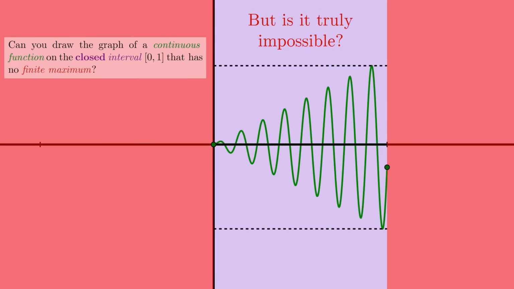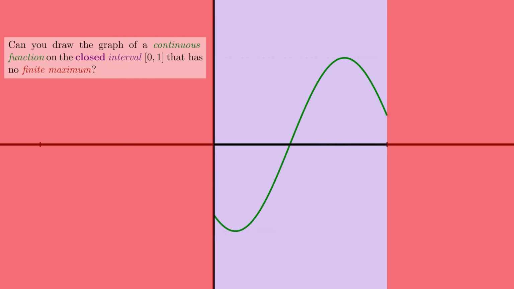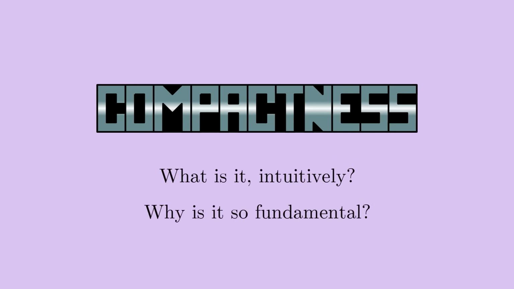How do you know? If you'd never seen an asymptote before, you might not have thought of that solution in the previous case. So how do you know there's not some similarly clever trick that will allow the function to avoid having a max or a min in this case? Well, it's questions like these that the concept of compactness helps solve. It's one of the most important concepts in topology and analysis, but it can feel a little mysterious and also contrived when you first learn about it. So what is compactness intuitively? And why is it so fundamental to so much of modern math?